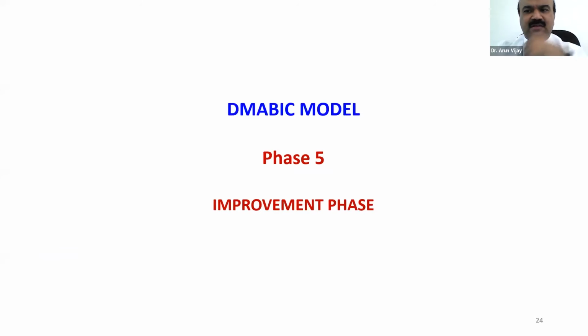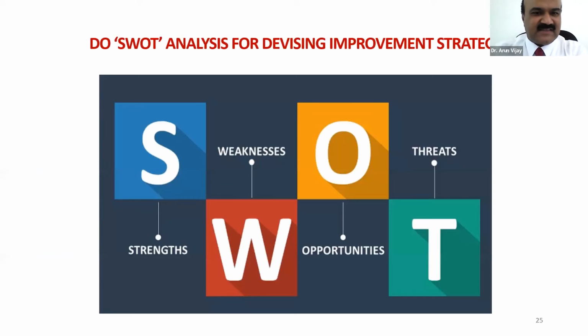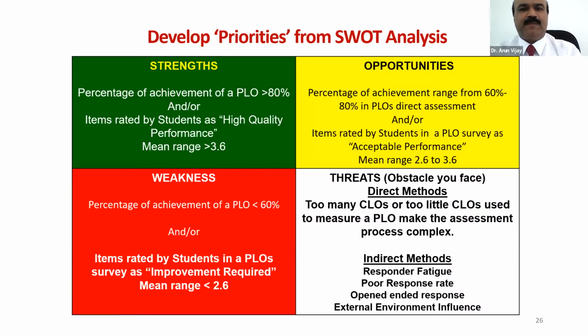Once benchmarking is done, then we'll go ahead with the improvement phase. In the improvement phase, we'll do SWOT analysis. We assess our strength, weakness, opportunity, and threat. From the analysis, this is the example of our analysis. Anything above 80% in our PLO assessment, we consider it as our strength. If it is an indirect assessment, anything above 0.6, consider as a strength. That is in green color, I put it. Yellow is opportunities. Between 60 to 80% is our opportunity for further improvement.